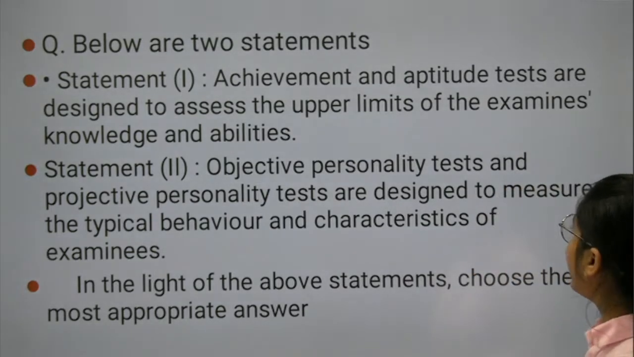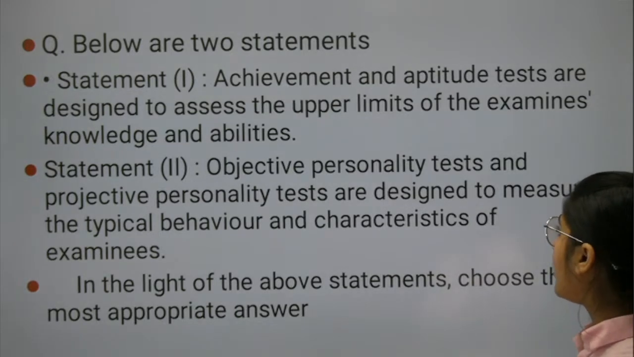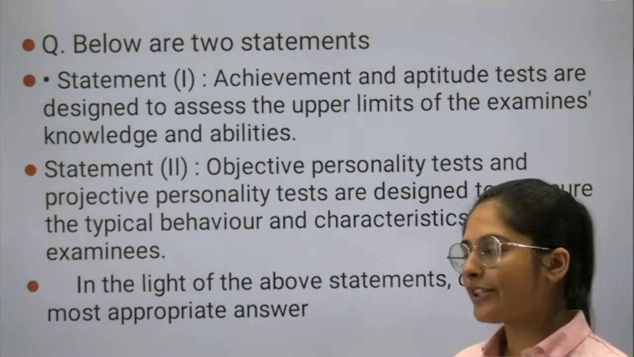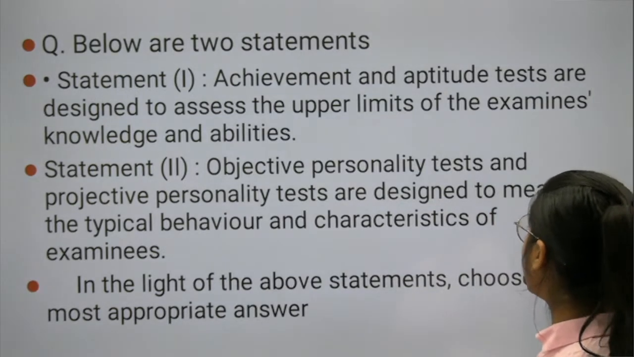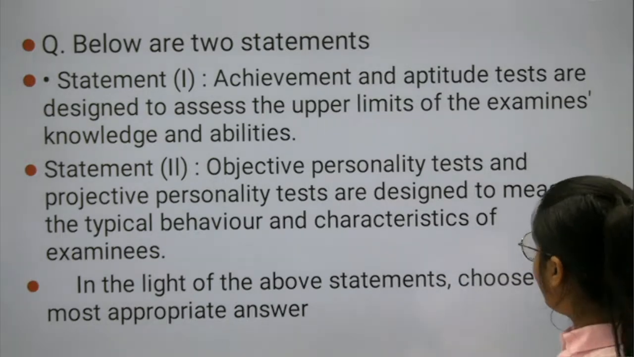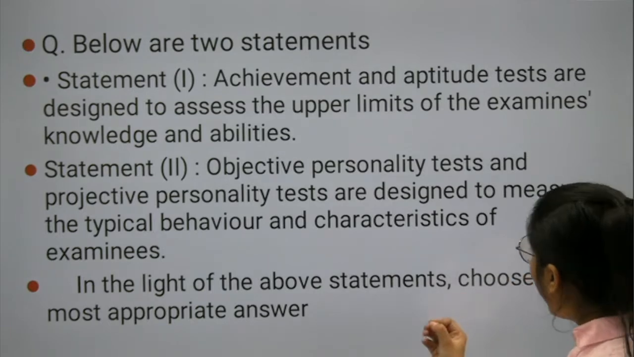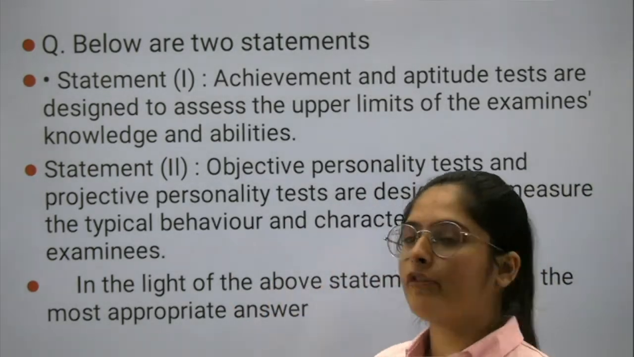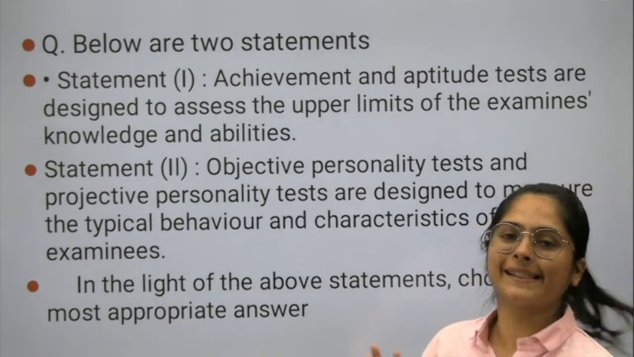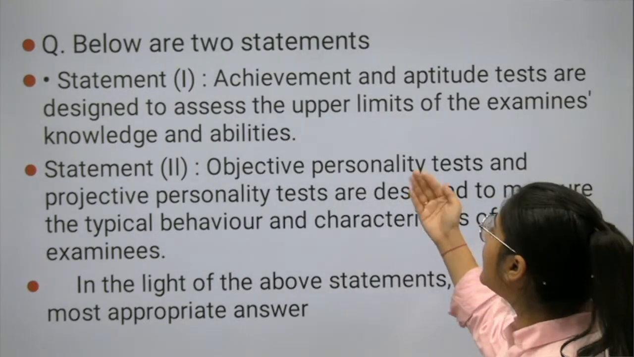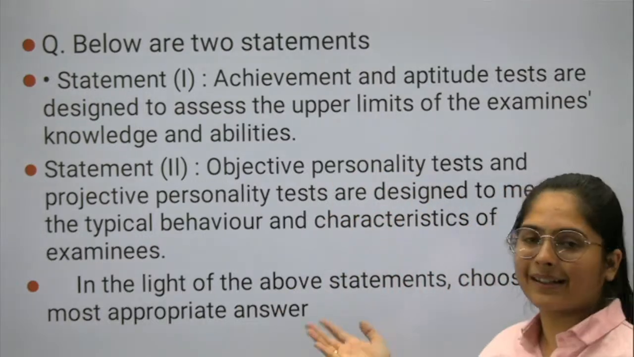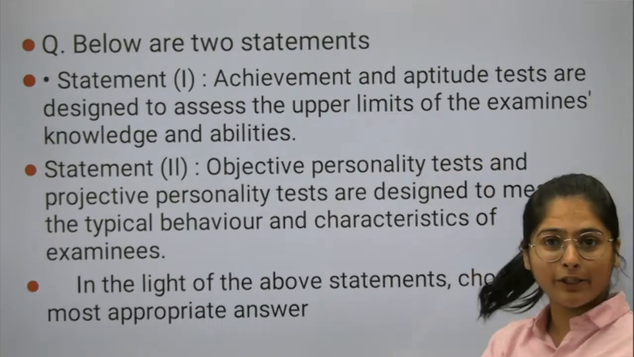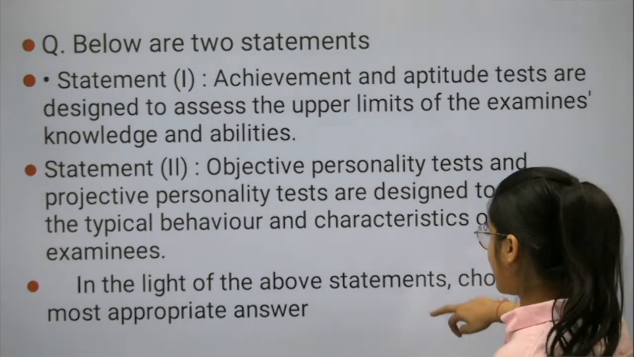So, achievement and aptitude tests are designed to assess the upper limits of the examinee's knowledge and abilities. Of course, the statement is true, the achievement test, the aptitude test always checks the upper limits of your knowledge. And the next is, objective personality test and projective personality test are designed to measure the typical behavior and characteristics of examinees. See, just focus on the word personality. Even if you don't know the meaning of objective personality or projective personality, you know the statement is talking about personality, so you can correlate it with typical behavior and characteristics, and both statements are true. This is the right way to follow these questions. You just see these statements individually first and then try to look at the options.